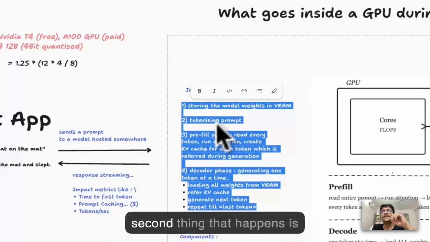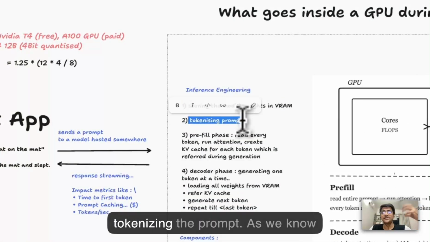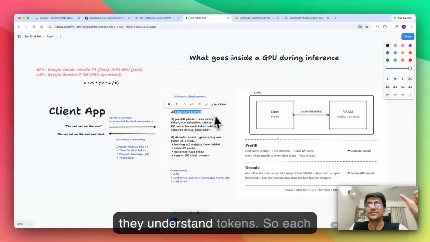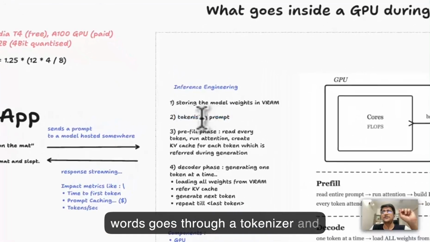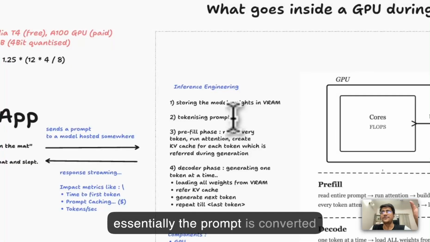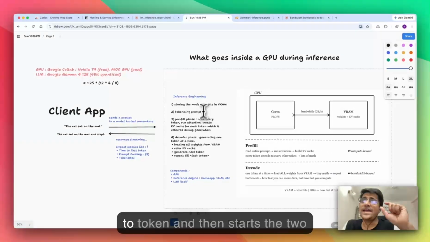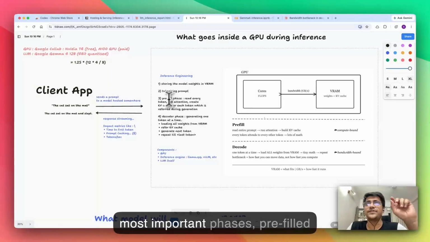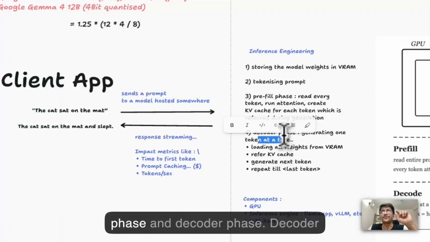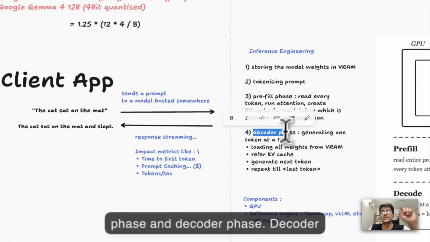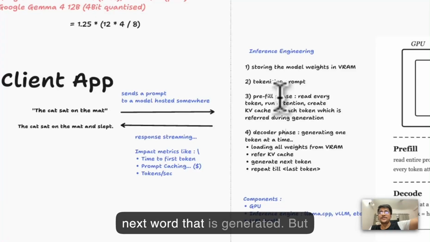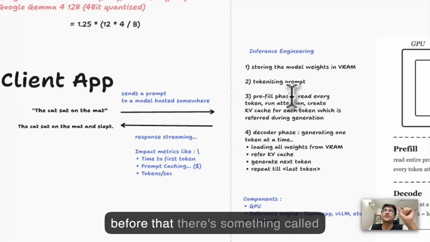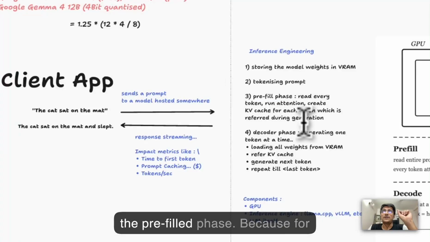Then the second thing that happens is tokenizing the prompt. As we know, LLMs do not understand words, they understand tokens. So each word goes through a tokenizer, and essentially the prompt is converted to tokens. And then start the two most important phases, the prefill phase and the decode phase. Decode is where the tokens are generated: the next token, the next token, the next word that is generated. But before that, there's something called the prefill phase.